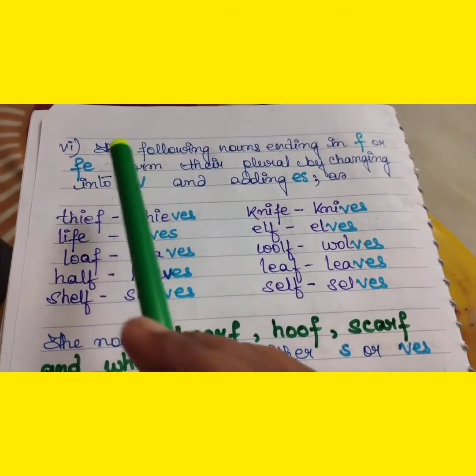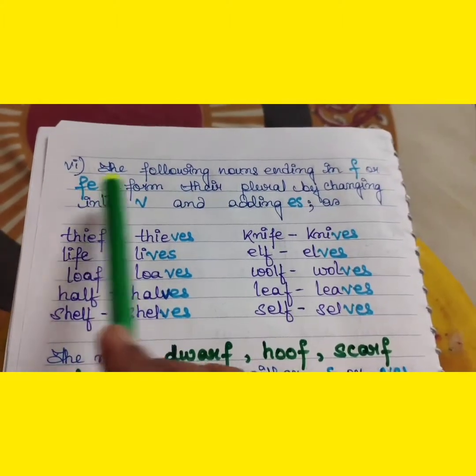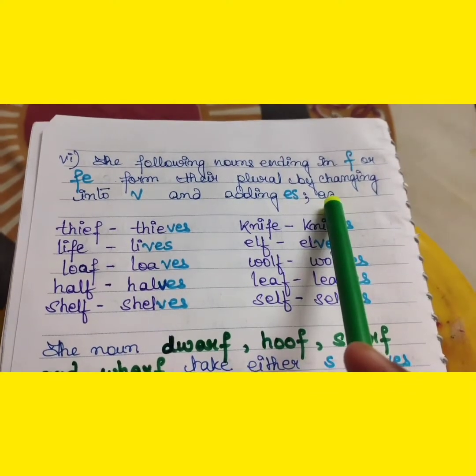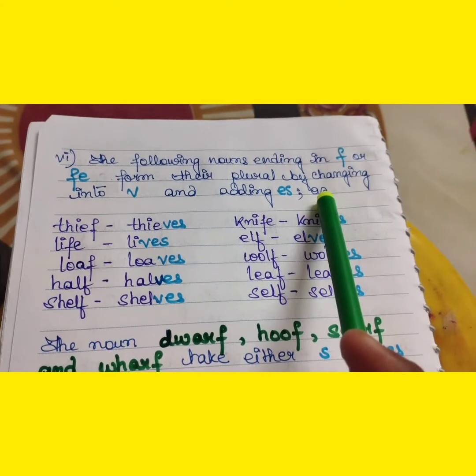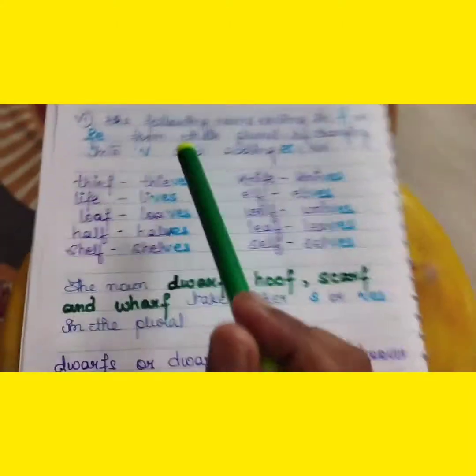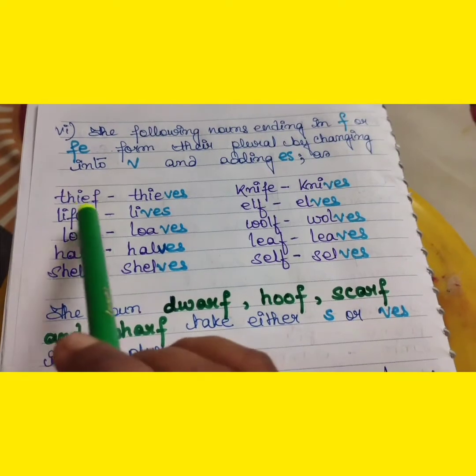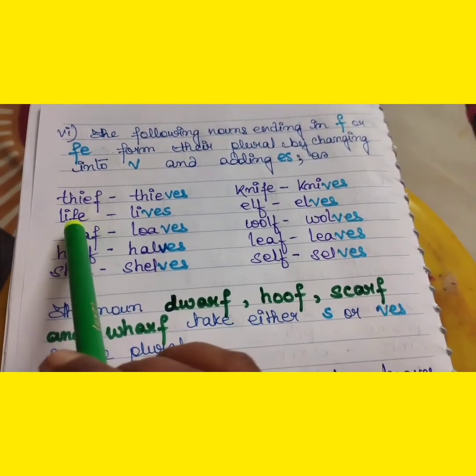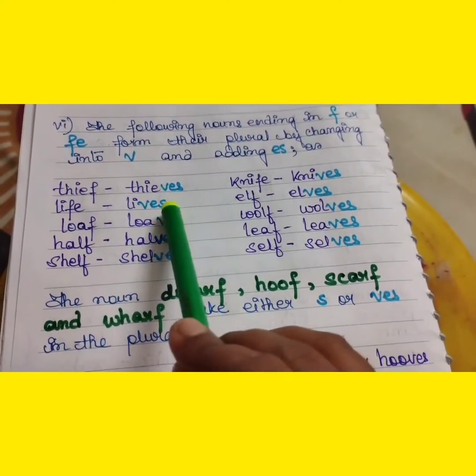Let's see number 6 formula. The following nouns ending with f or fe form their plural by changing into v and adding es. So what is it trying to say? Any noun which has f or fe at the end will change into ves. Like thief, it has f at the end, so this f has changed into ves. Life, it has fe at the end, so it is changing into ves.